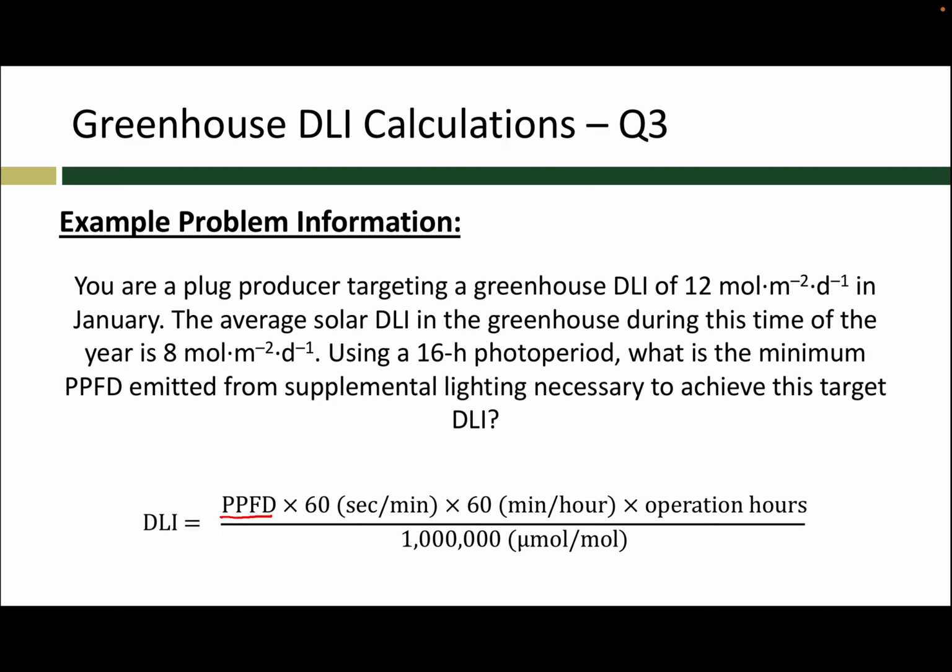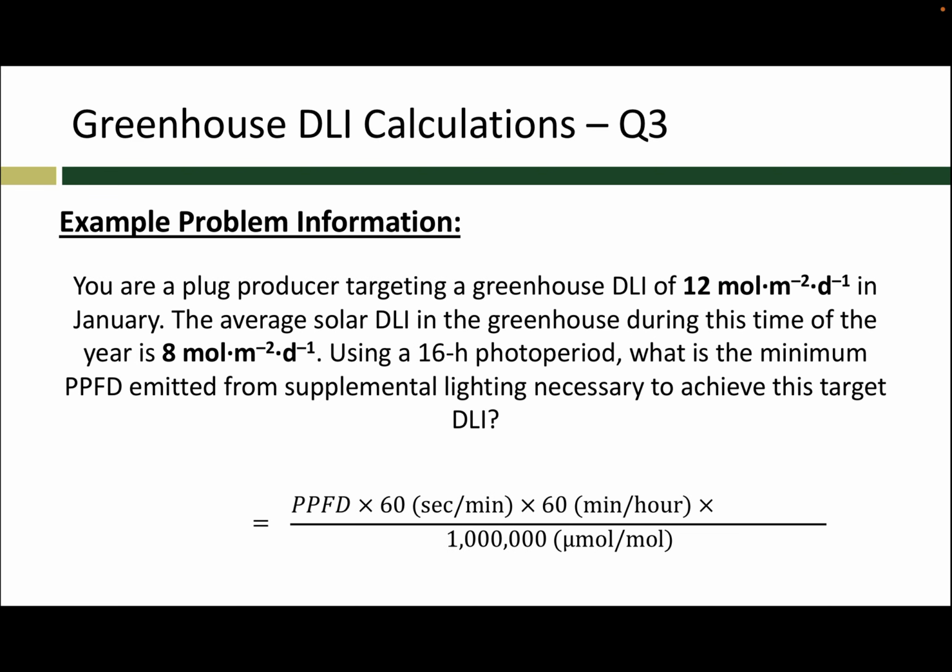Now, what's a little confusing about this, let's go ahead and go to our next slide, and we can see where we need to start filling in information from our question. One of the first things I want you to notice that I have bolded here is that our target is 12 moles, but we're only receiving at this time of the year 8 moles. And so what we need to achieve from our supplemental lighting system is at least 4 moles per meter squared per day. So all I'm doing is saying if my target is 12 and I'm only getting 8 from sunlight, that means 12 minus 8, I need to make up that difference of 4 moles from my supplemental lighting. So we're going to solve for 4 moles here.